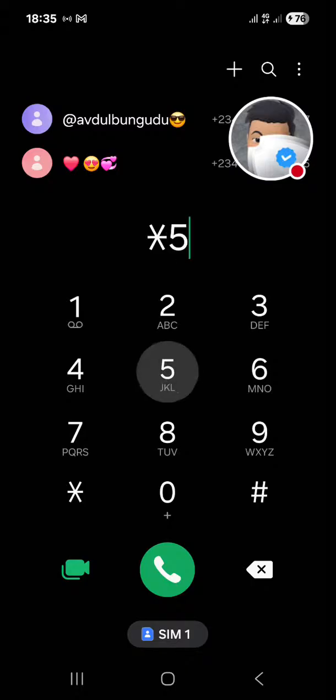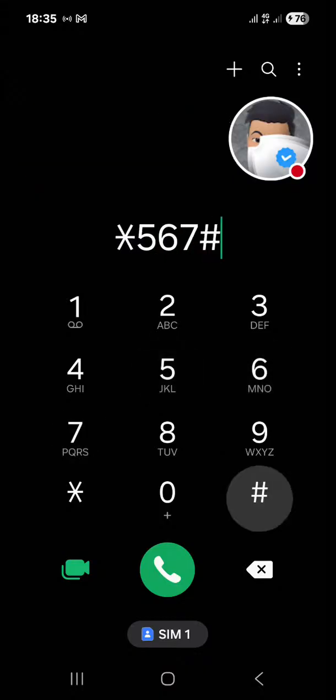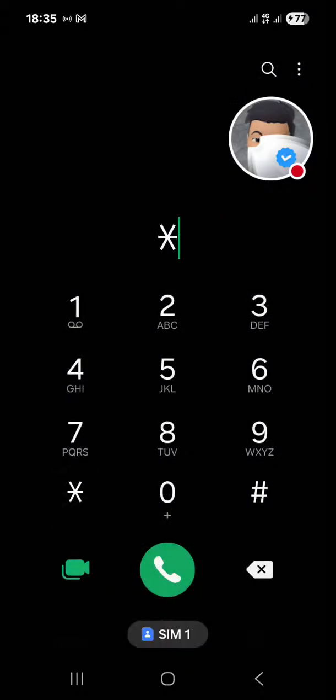So the first code, which was cancelled by MTN for some of us, was this 567. This code, you can use it to get either 1 gig for 200 or 1.5 gig. It doesn't work right now. So the other one was the 121.